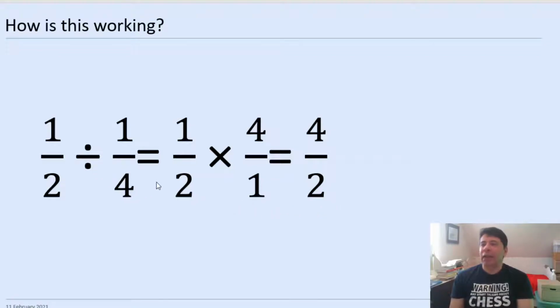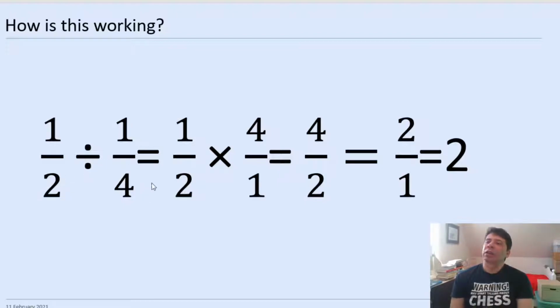Basically, dividing is like multiplying but turned upside down. This is called the reciprocal, when you turn a fraction upside down. So a half divided by a quarter equals a half times 4 over 1. 1 times 4 is 4. This is how we multiply. 2 times 1 is 2. And then we can cancel this. 4 over 2, divide both of them by 2. Gives us 2 over 1, which is 2. So now we've got a method.